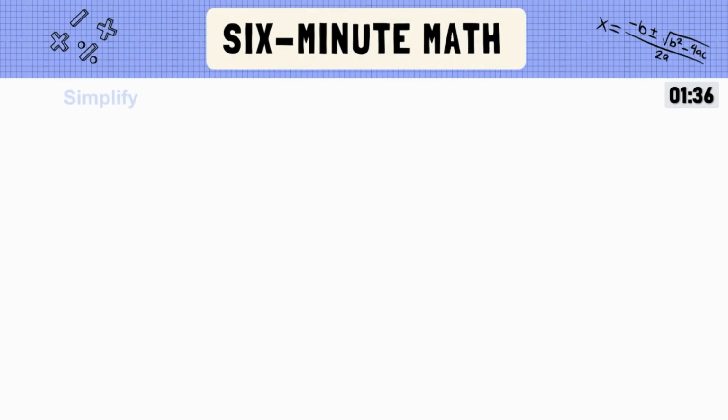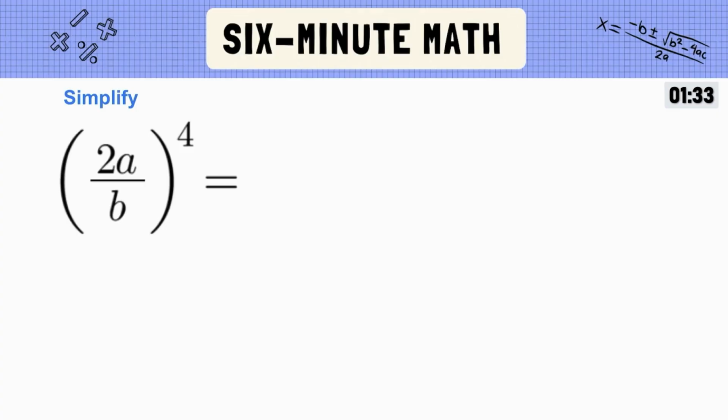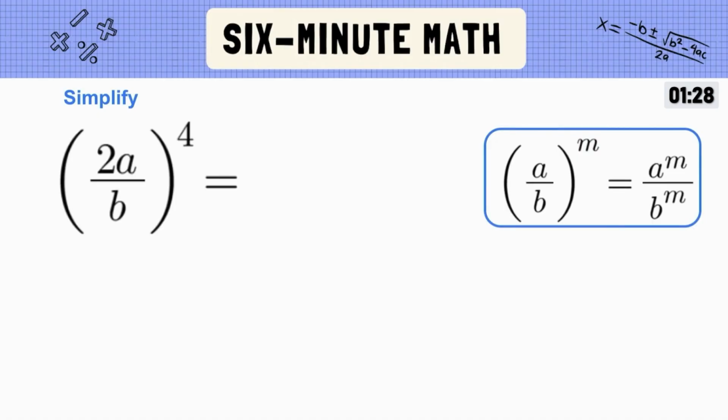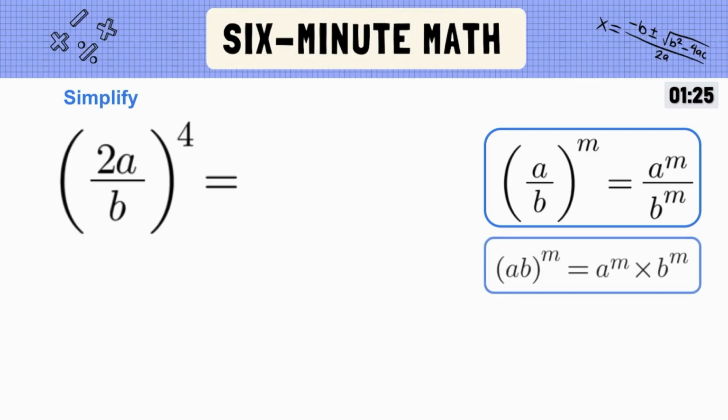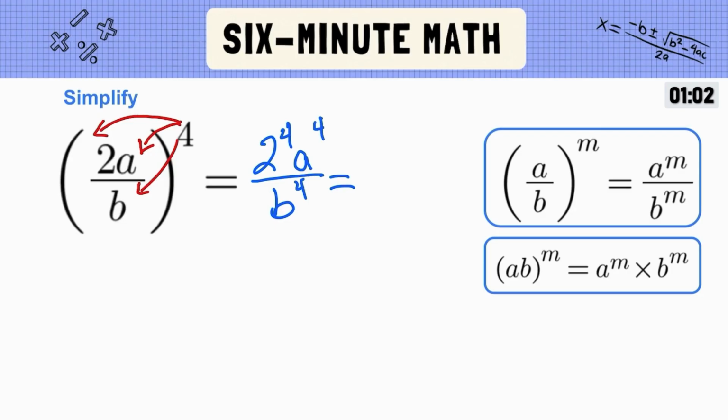On to our last couple examples here. We're going to simplify (2a over b) to the power of 4. I have my exponent law, and in this case, I'm actually going to need both because I have power of a product and power of a quotient. There are 3 items in that bracket, and they are each going to get my exponent of 4. I'm going to have 2 to the power of 4, a to the power of 4 over b to the power of 4. And that is going to equal 16a to the 4 over b to the 4.